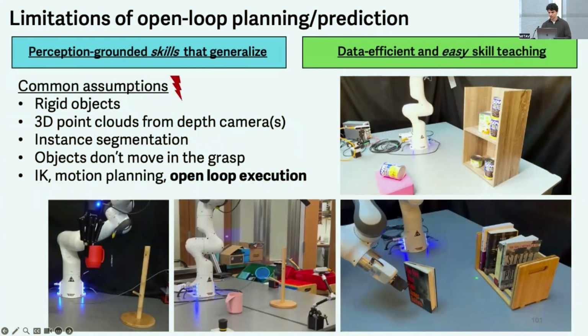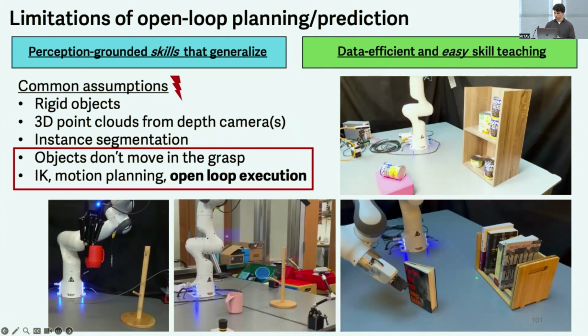But we didn't solve everything. So this first part has made several assumptions that limit both the generality and the success rates when we try to run this in the real world. And I particularly want to highlight these bottom two assumptions, that objects remain fixed in the grasp and that we can just plan and then execute trajectories in open loop. And here I'm going to show some failure videos where these assumptions were violated and that caused execution failure.